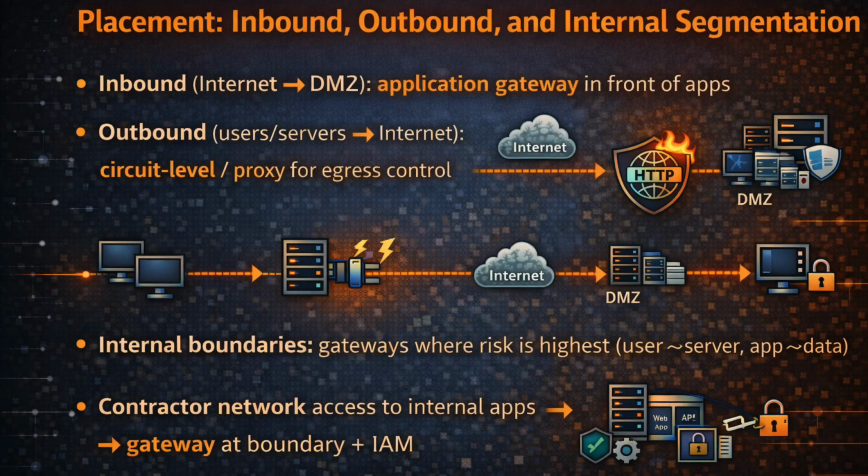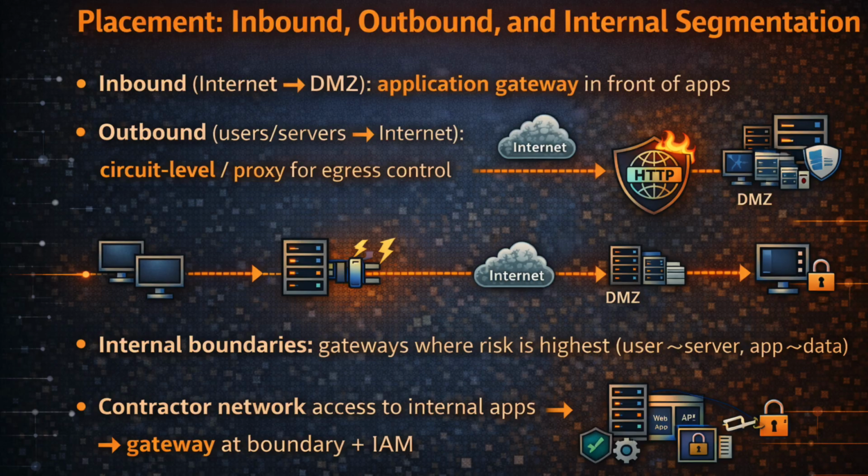Placement depends on the direction and the risk. For inbound traffic, public users reaching your services, you usually want an application gateway because the attacks are aimed at web and API behavior. Place it in front of the application tier, typically at the DMZ boundary, and let it enforce request-level rules. For outbound traffic, circuit-level gateways are common because you want centralized egress control, prevent direct internet access, force authentication, and allow only approved destinations or ports.